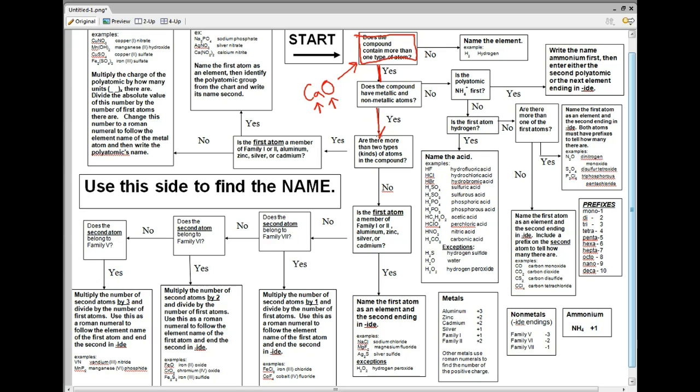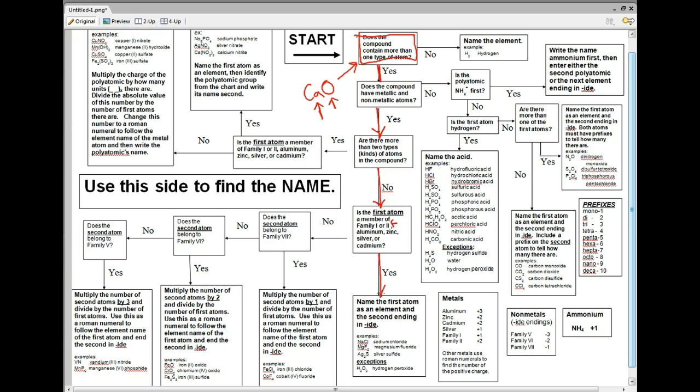Next, so we would go down. Are there more than two types or kinds of atoms? In this problem, we only have calcium and oxygen, so the answer is no, there are not more than two types. Alright, now, is the first atom, calcium, a member of family 1 or 2, aluminum, zinc, silver, or cadmium? So make sure you have your periodic table handy. You will notice that calcium is in family 2. Alright, so that is a yes.